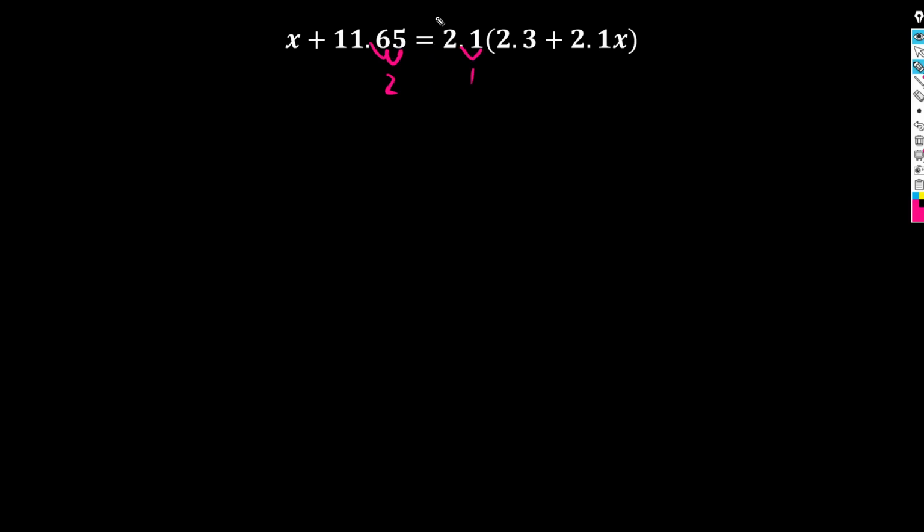So, what happens here? What I can do is multiply both sides of the equation by the best multiplier natin, 100. Dahil meron akong 2 decimal places dyan. So, I multiply both sides of the equation by 100. What happens here on the left? That's 100x plus, this turns into a 1,165.